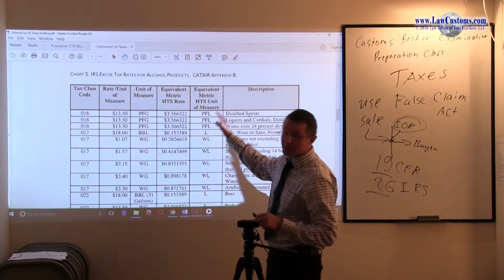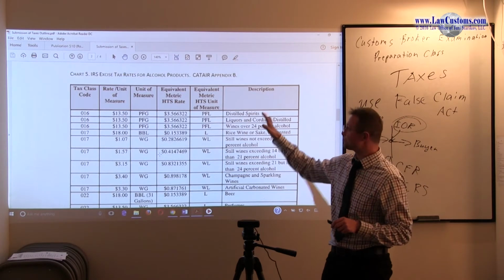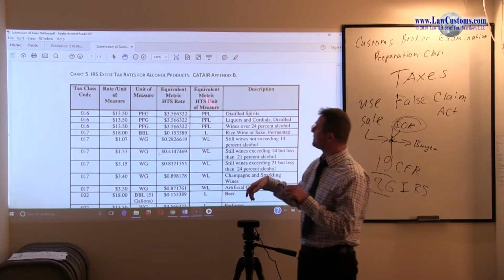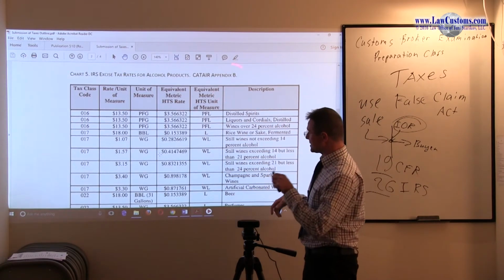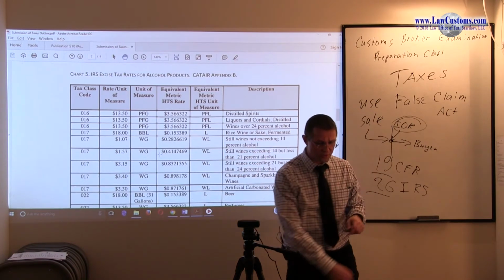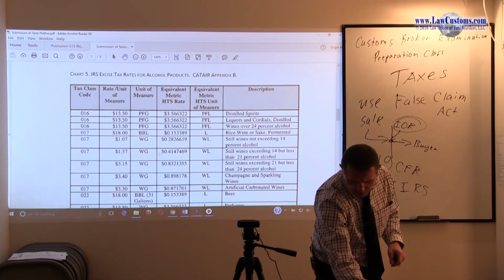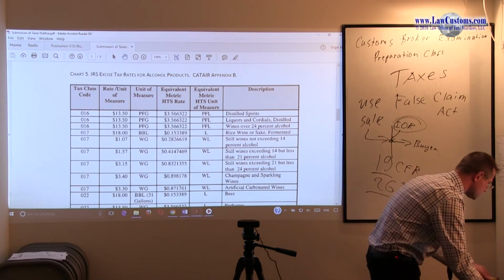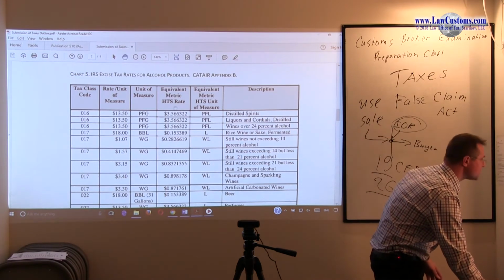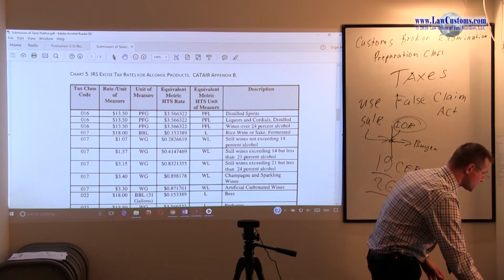One of the things that customs has required examinees to bring to the table is this appendix, right? And in this appendix you find tables. So, for example, let's pull up the CATER appendix B. It is freely provided, made available on the website.